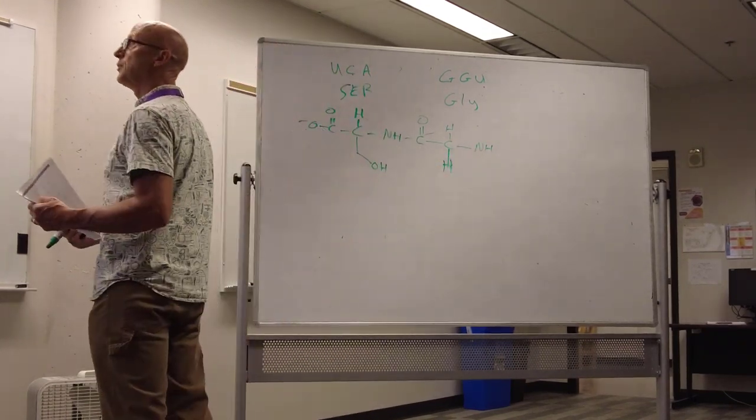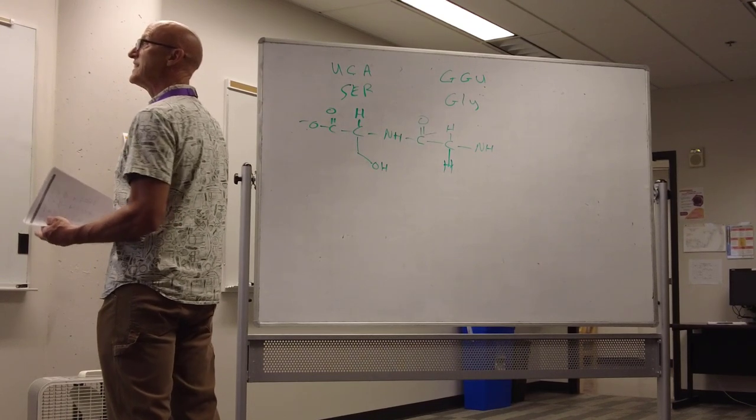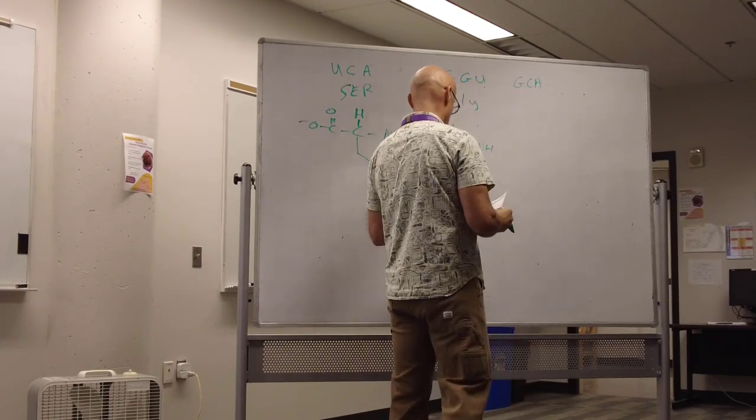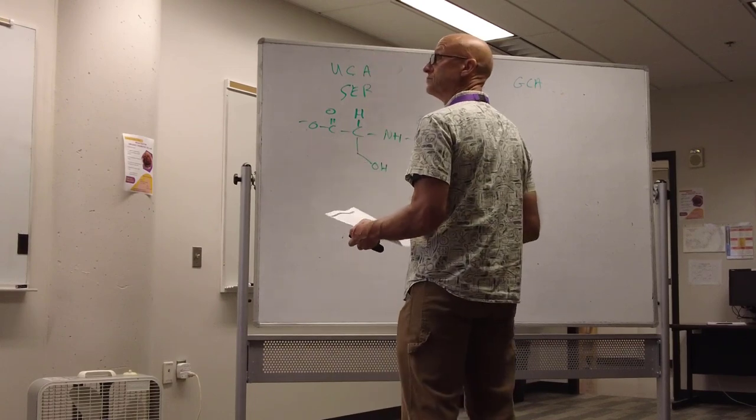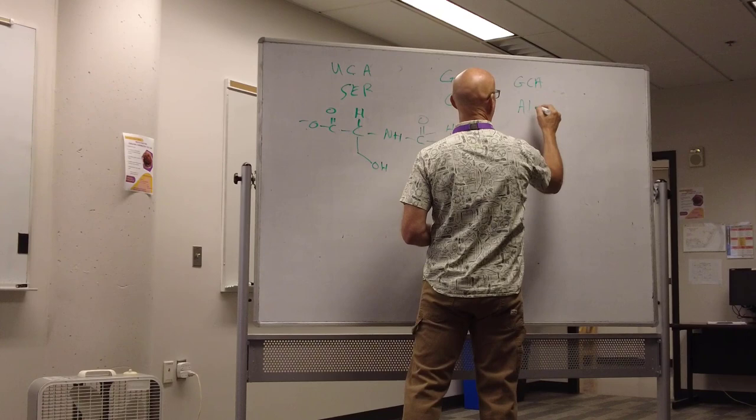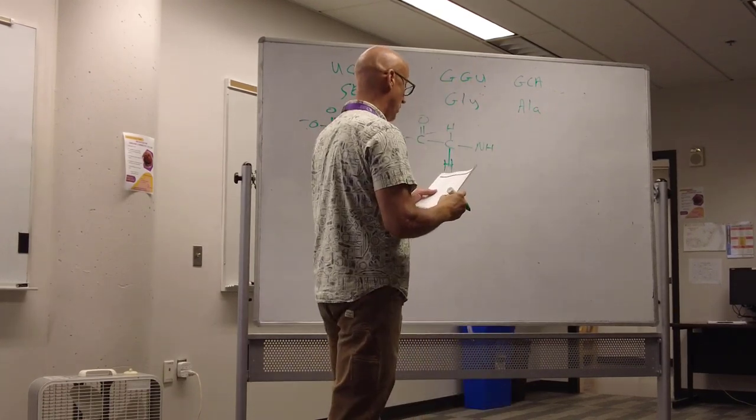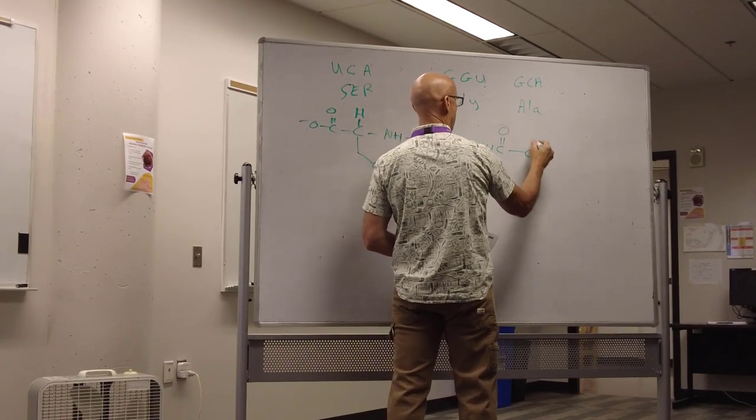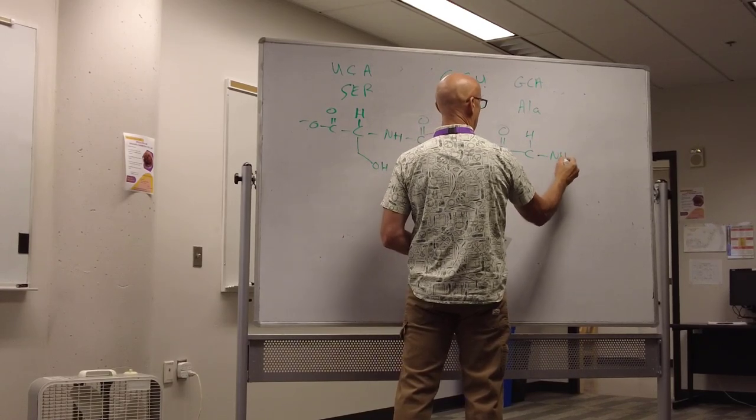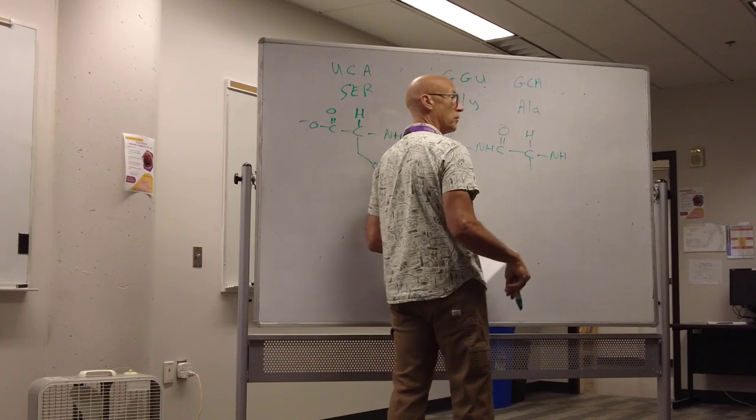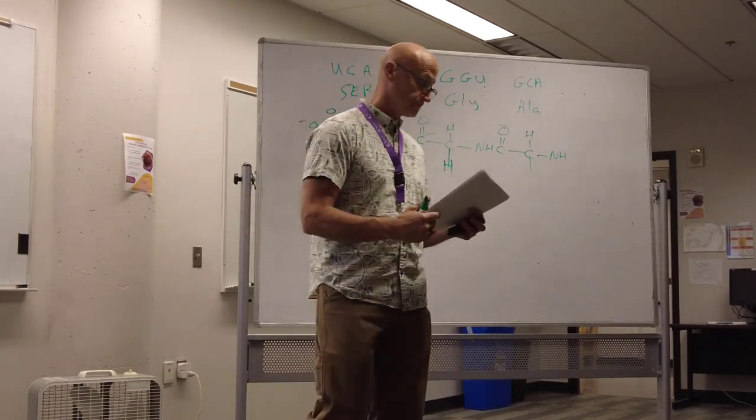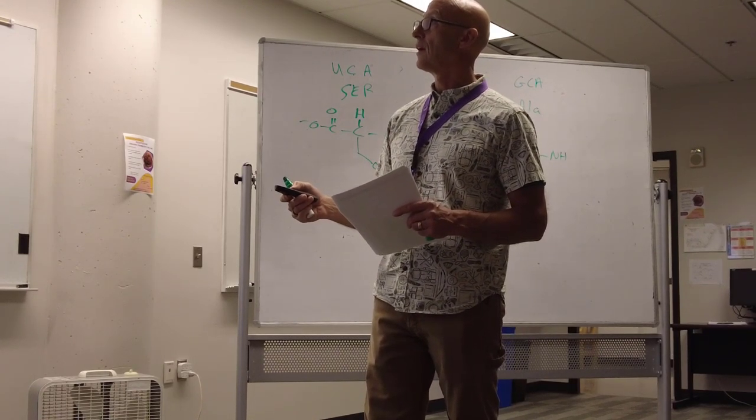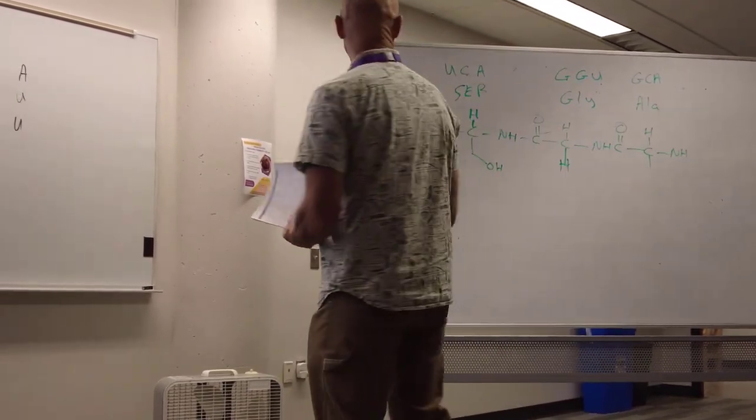So then I move to the next group. GCA. Look up the code for that. Alanine. What's hanging out below on this one? So here comes the next amino acid. Everything's the same here. Just a carbon, it's a methyl group. All right. And then we go to UAA, which happens to be, in this case, stop, so that's fine.